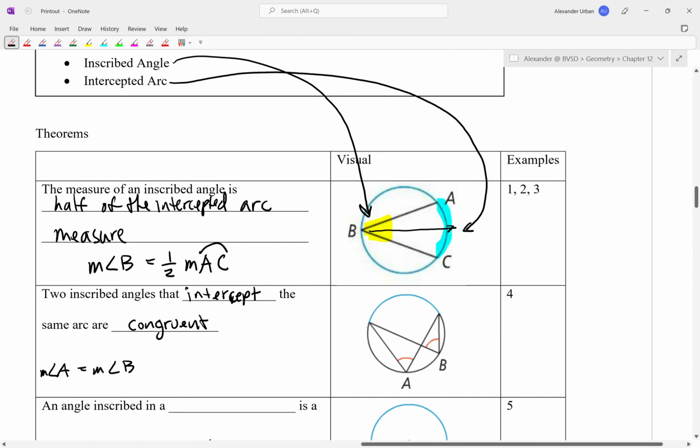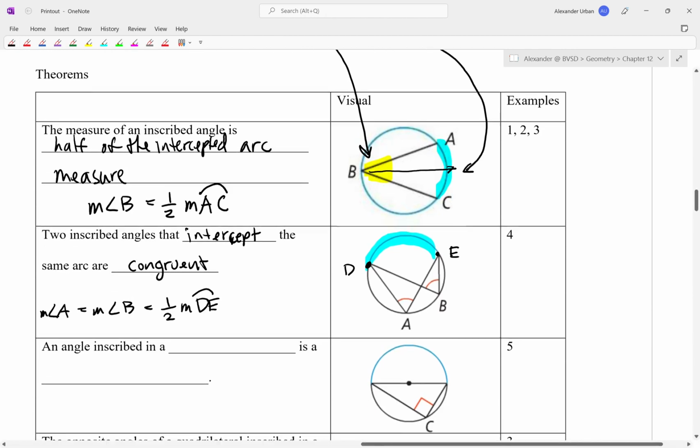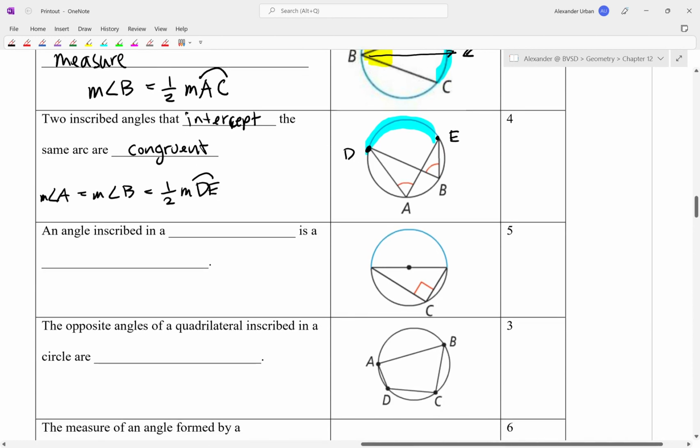But let's be a little bit more specific. I'm going to give these points now, point D and point E, and I'm going to highlight, hey, guess what? They share the same arc, so they intercept the same arc. So if I were to extend this out a little bit further, let's use the first theorem again. It's going to be half of the measure of the arc DE. And that's really important. We're going back and making sure that we reflect back on the original theorem. Okay, let's keep on going.